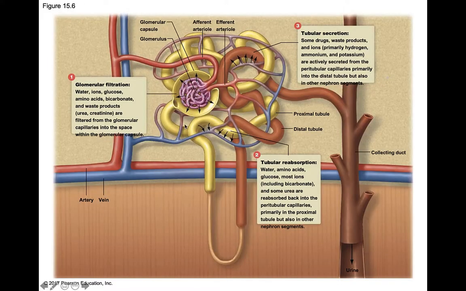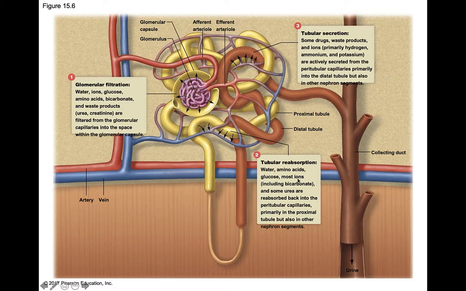And here, this nest or knot is the glomerulus. So this is the site of filtration. Water, ions, glucose, amino acids, bicarbonate, and waste products are all filtered from the glomerular capillaries into the space within the glomerular capsule. So it's going to go that way.